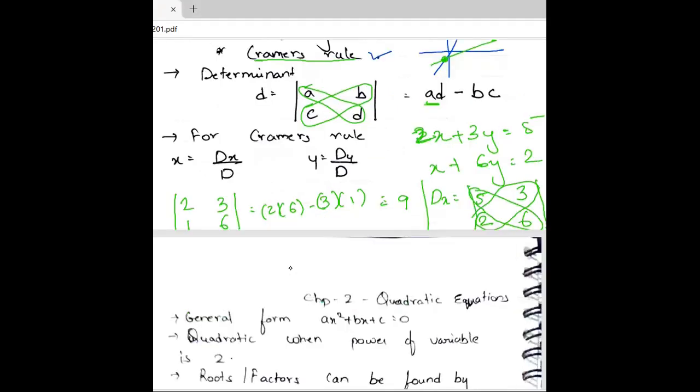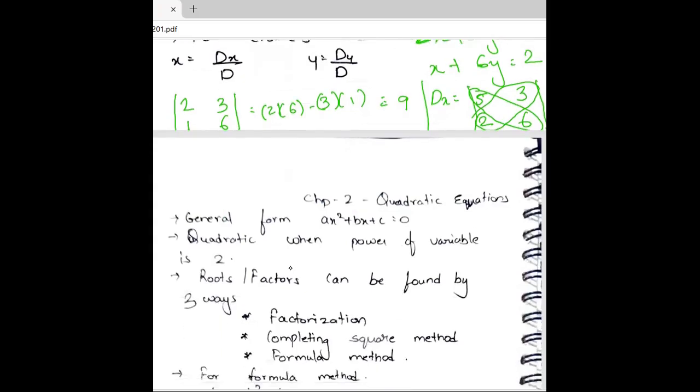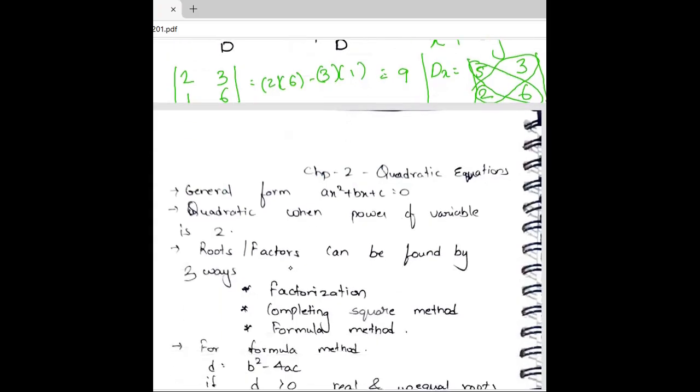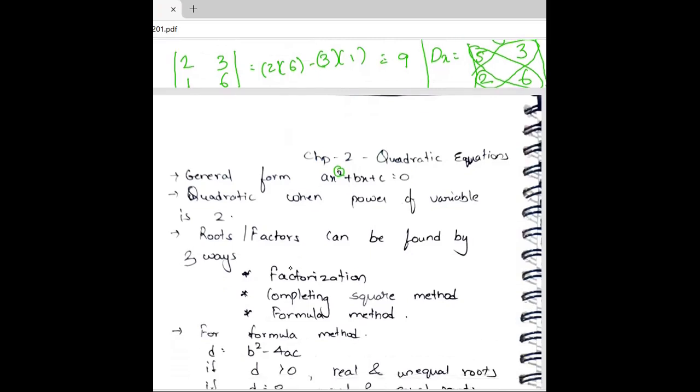And similarly, you can find the value of y. Now, the second chapter is quadratic equation. Its general form is ax square plus bx plus c. An equation is called quadratic when the highest power of the variable, highest power is what? 2.